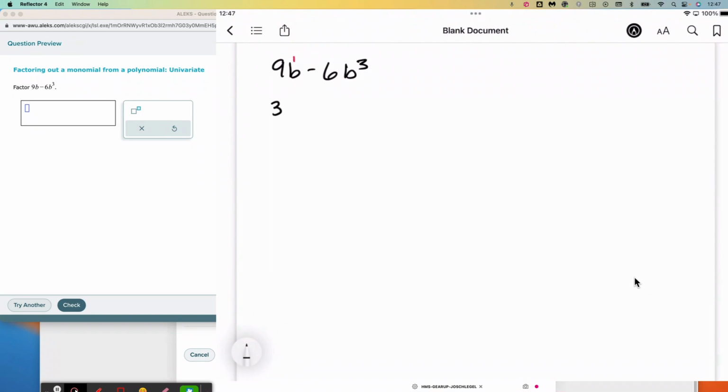So if I was to factor out or divide a 3 out, I would also need to take 1b because they both have a b. And that would leave me with 3, because 9b divided by 3b is going to give me 9 divided by 3 is 3. And I factored the b out. So 6 divided by 3 is going to be 2. B to the power of 3 divided by b is going to leave me with b to the power of 2.